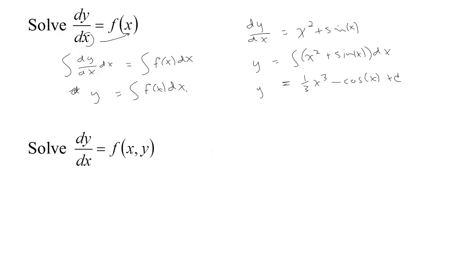Now, it doesn't quite work if what's over on the other side depends on not only the independent variable, but on the dependent variable y. So in this case, if you try to integrate both sides with respect to x, over here you'll get y, but here you have the integral of f of x, y times dx. I can't figure out what that integral is until I know what y is, but I can't figure out what y is until I know what the integral is. So we have kind of a chicken and the egg problem, right?